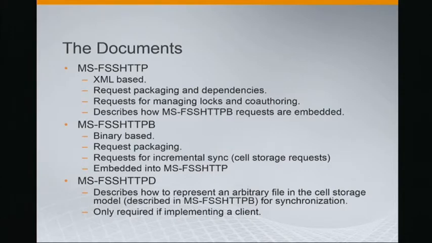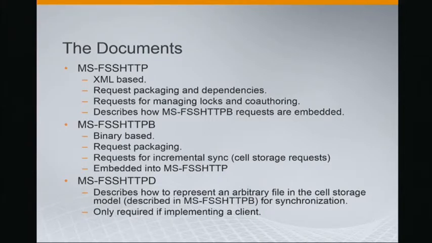We then have the FSSHTTP document, which is the request packaging specifically for the file sync part of the protocol. It's binary. There's a binary encoding for that. We chose binary because we have a lot more constructs and primitives within the protocol at this level, and we couldn't afford to have them encoded directly in XML from an overhead perspective.